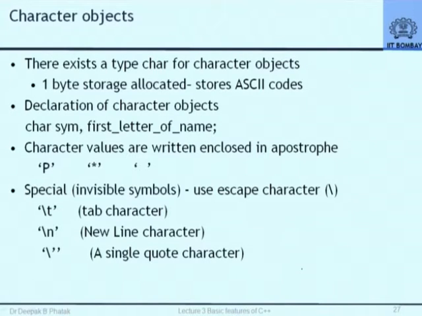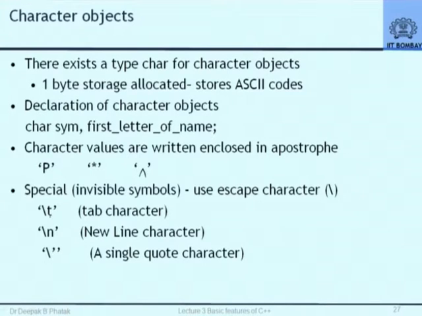The character values, constant values, just as we write decimal values, fraction values, character values are written enclosed in single quotation marks. So single quote P single quote, single quote star single quote. What is the third one? Single quote blank space single quote. There are many symbols which are not visible to us. After all, there are 256 ASCII values. Some symbols are visible to us, A to Z, 0, 1, 2, 3, 4, 5, 6, 7, 8, 9, plus, minus. Some symbols like space are not visible, tab is not visible, new line character is not visible.